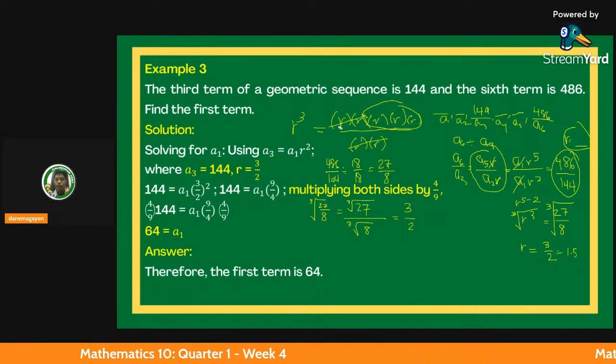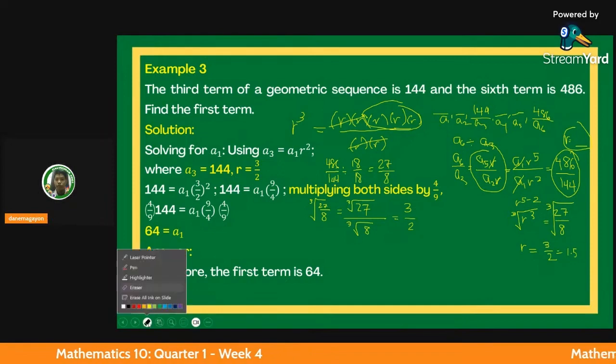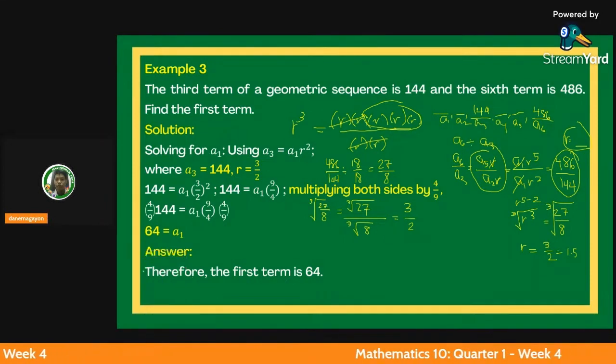Bukod sa gagamitin ni sir kung ano yung mas convenient, siguro pwede ko na lang din gamitin dito or papakita pa rin natin dito yung backward approach natin. Kasi total naman, mag-start din naman tayo with A sub 3, or ipa-farm din naman natin siya using A sub 3.